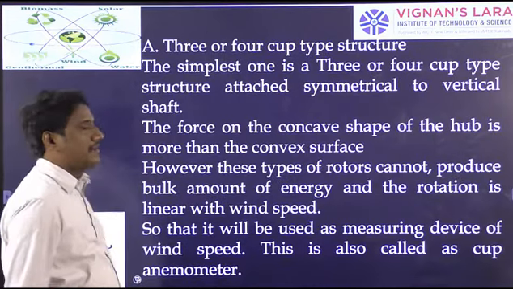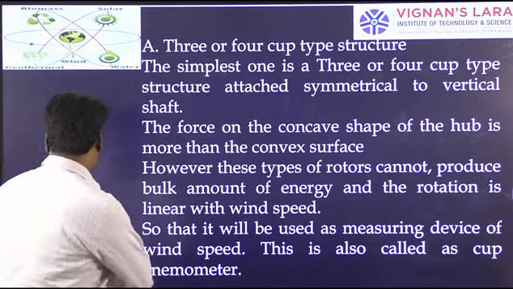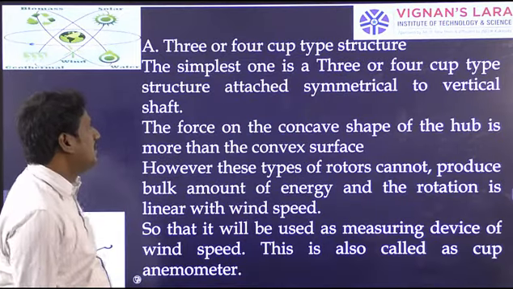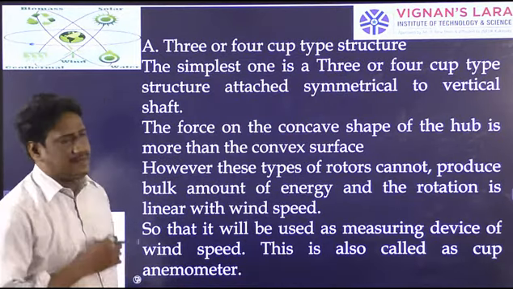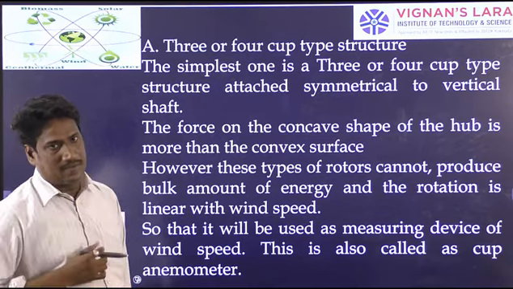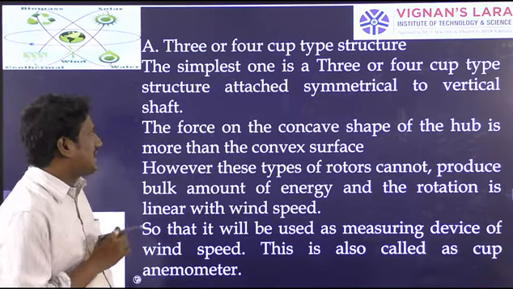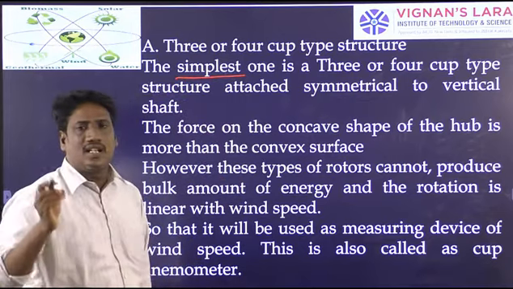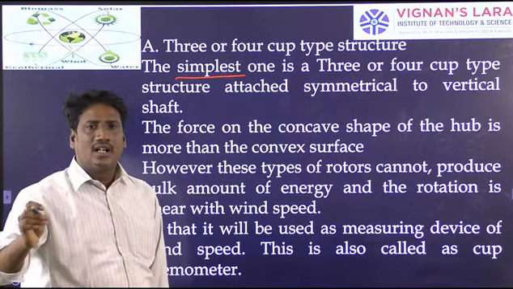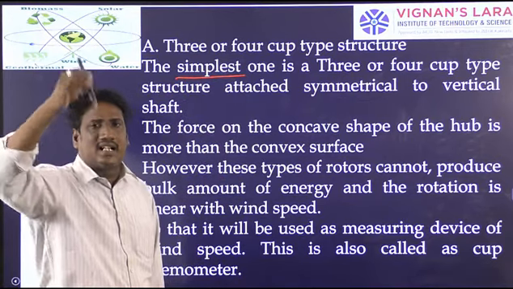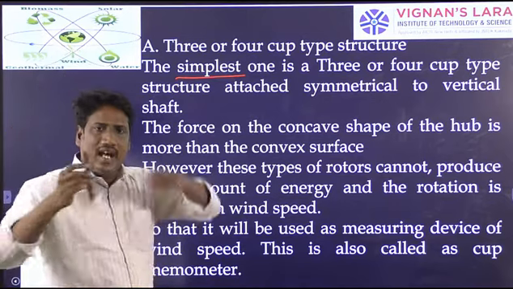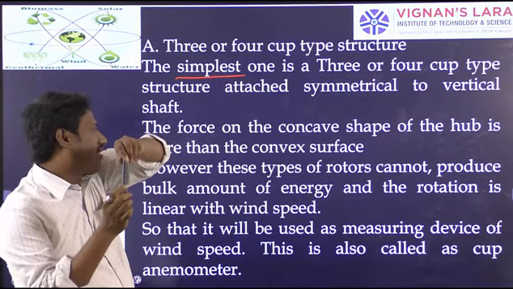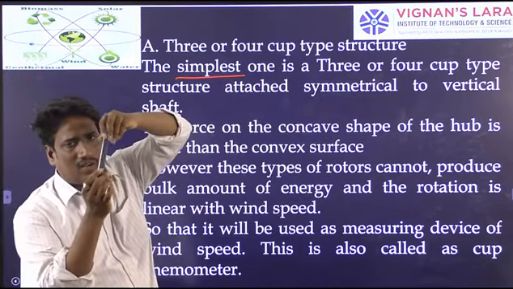Coming to the first one, the cup type rotor. It has 3 or 4 cups. This is the simplest rotor structure. There are 3 or 4 cups connected to the central tower. As they rotate, the central tower, simply the vertical shaft or rotor, also rotates continuously.